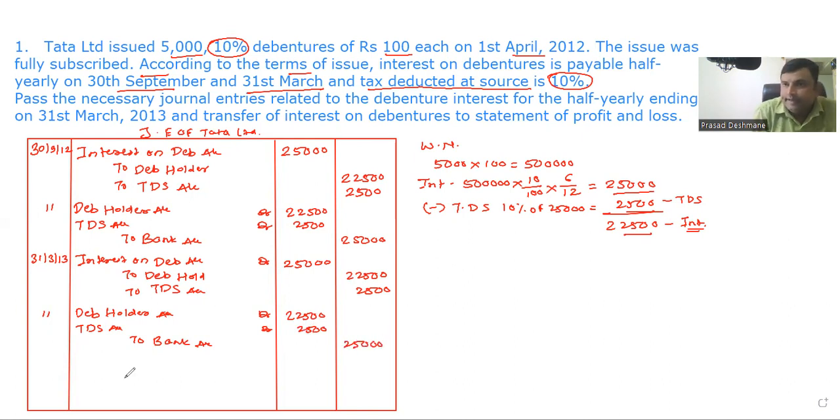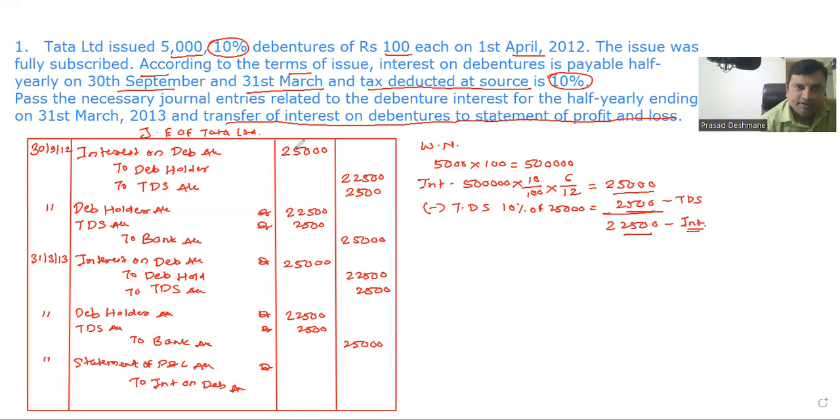Correct. Now, as per the sum's requirement, and generally, we have to transfer the interest on debenture to the statement of P&L. So what is the entry for that? Statement of P&L account debit to interest on debenture. See, first 6 months we paid interest of 25,000. Next 6 months also 25,000. Total interest we paid is 50,000.